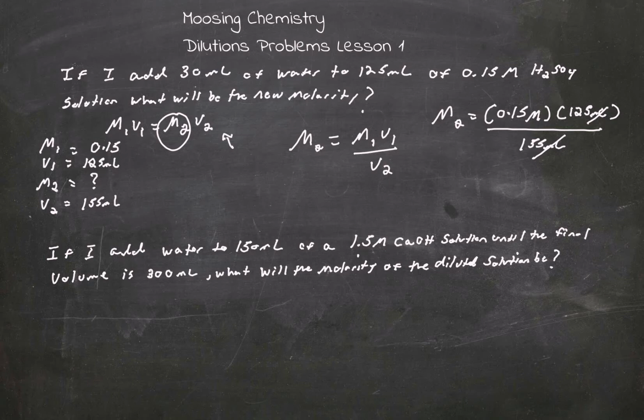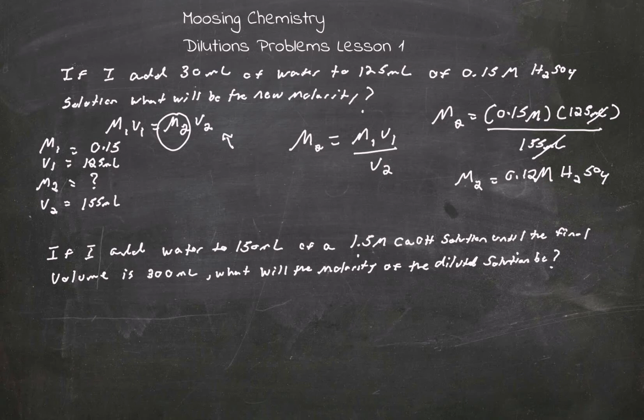Let's take our calculator and put this together and see what happens. So let's see here. 0.15 times 125 divided by 155, and we get, of course, 0.12 molarity for the H2SO4. And that makes sense because we're adding more water to it, so our molarity should go down because we're diluting it.